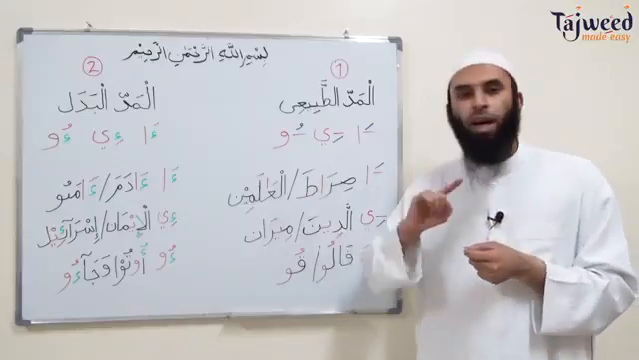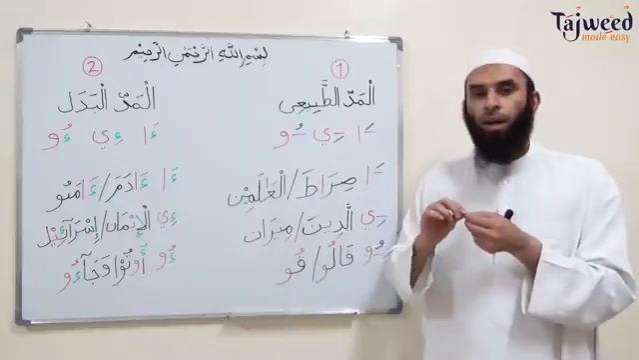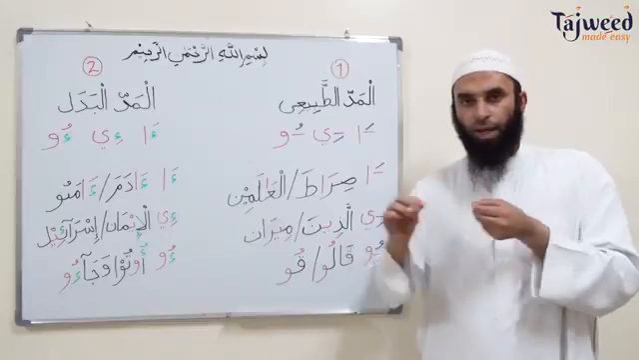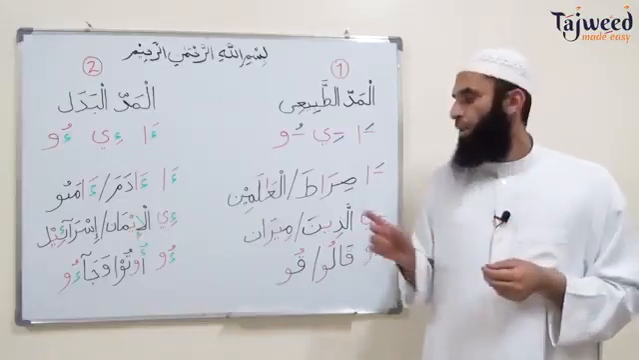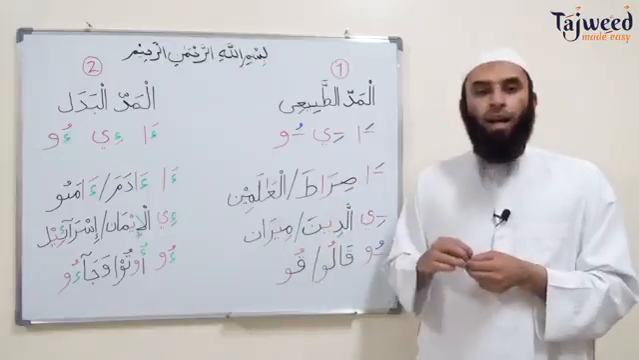With one count it will be alamin. We don't want 1 count, 2 counts. So ayn with ayn will be a rabbil alamin, sirata al-alamin.